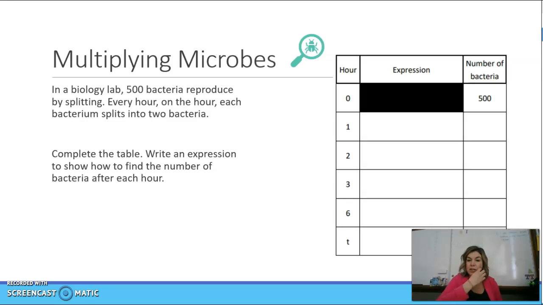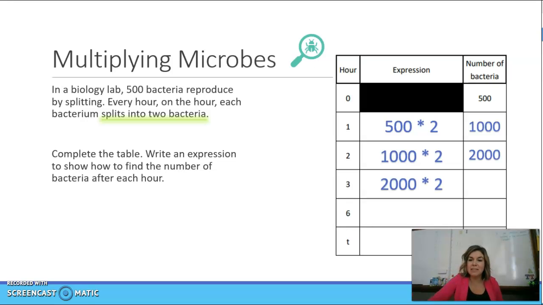We can see that originally at the first hour we had 500 bacteria. The information is telling us that every hour our bacteria splits and becomes 2 bacteria. So what was 500 now splits and becomes 1,000. And then on our next hour, we have 1,000 and it will split and become 2,000. And this pattern is continuing on. 2,000 times 2 becomes 4,000. But then you can see that it says the 6th hour. And so that is not going to be 8,000. We're going to have to multiply that again and again and again.